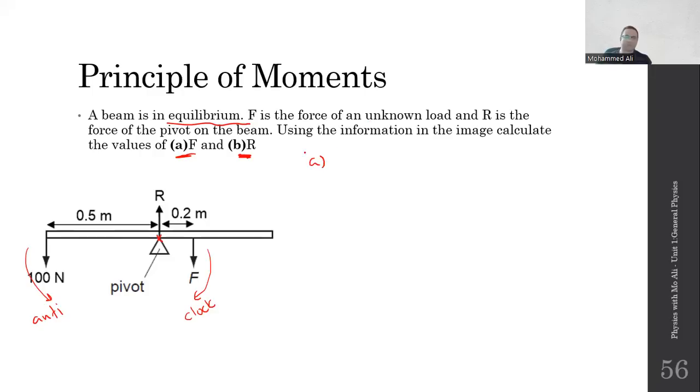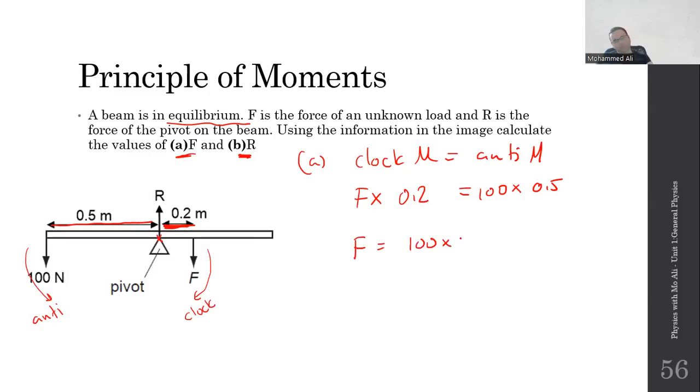So step 1, clockwise moment equals anti-clockwise moment. The clockwise moment is F times, what's its distance to the pivot? 0.2. The anti-clockwise moment is 100 times distance to the pivot, which is 0.5. This gives me a value of F of 100 times 0.5 divided by 0.2. 100 times 0.5 over 0.2. This gives me 250 newtons. That's fantastic.